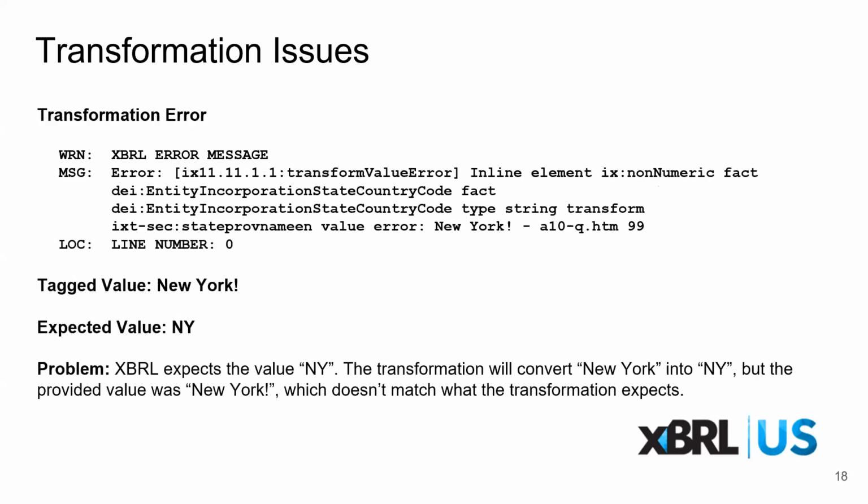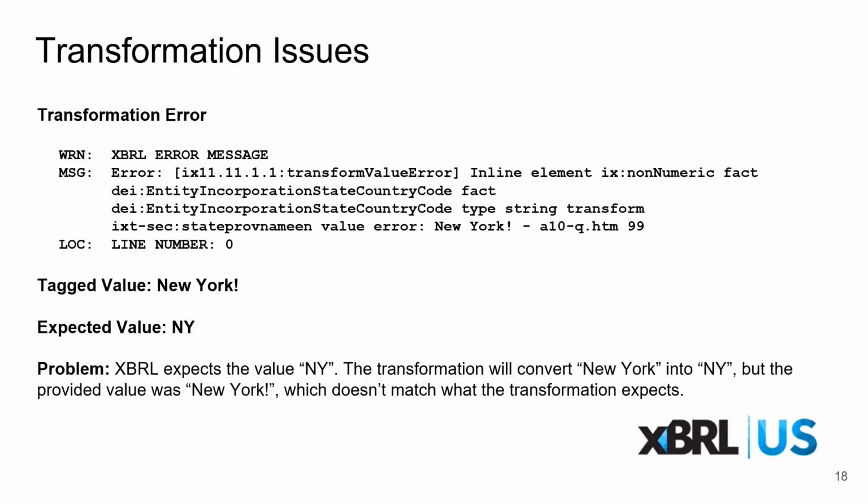But our next common error is just a transformation error. And you can tell what this one is because it has the wording under the error message, transform value error. And in this case, it's saying that the inline element, entity incorporation state country code, is having a transformation value error. And it shows in the actual error code, value error New York, and I put an exclamation point on there just so it would be wrong.